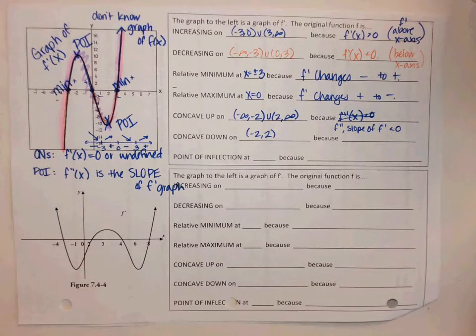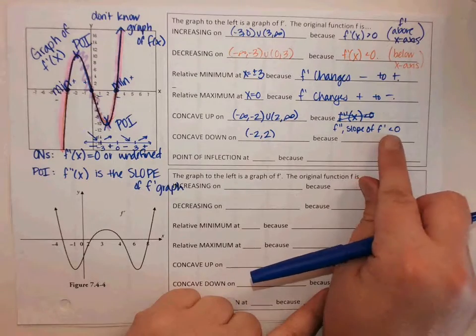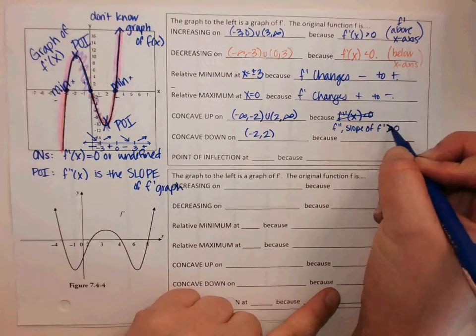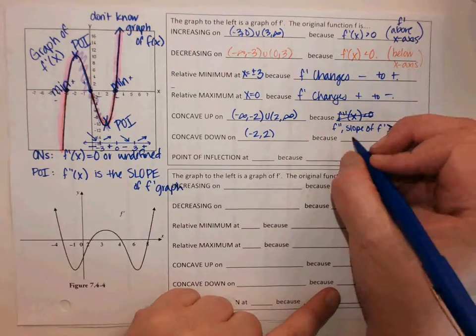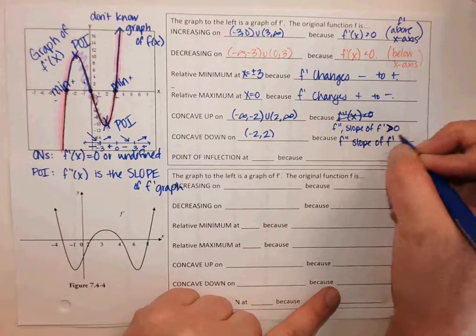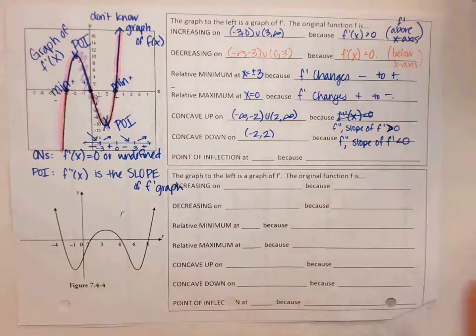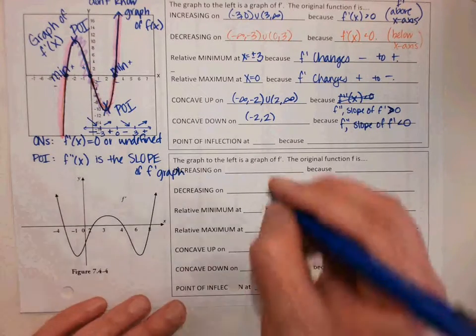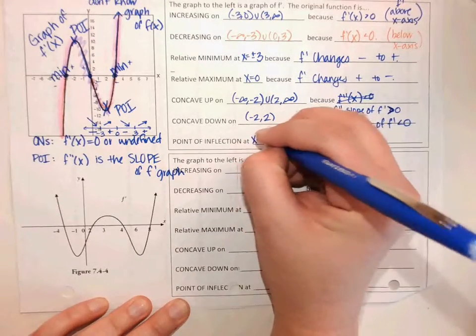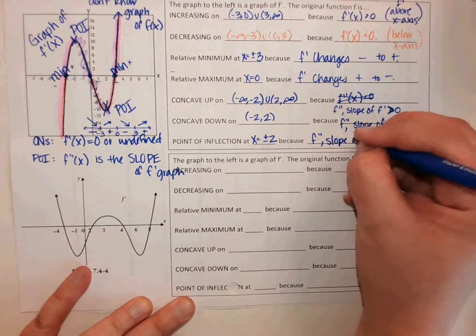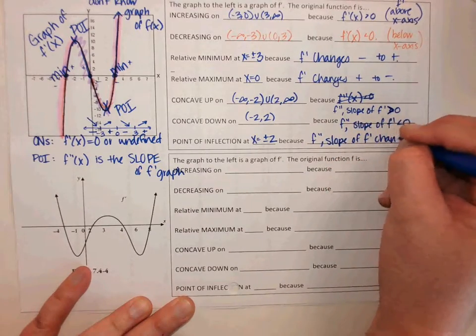Second one, I would do f double prime, and actually this is backwards. What should it be if it was concave up? Greater than. Then for the second one, I'd put f double prime, the slope of f prime, less than 0. Last one, points of inflection, we said we're at negative 2 and 2, because f double prime, the slope of f prime, changes sign.